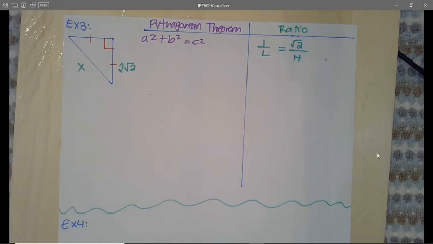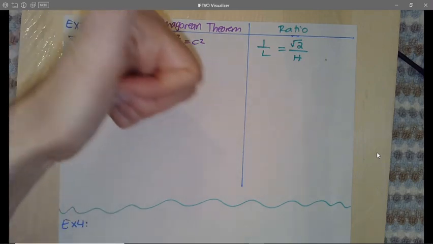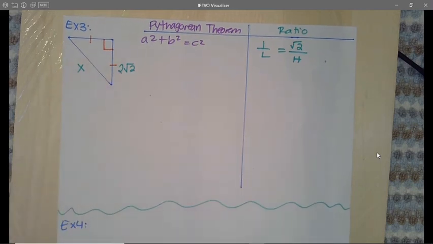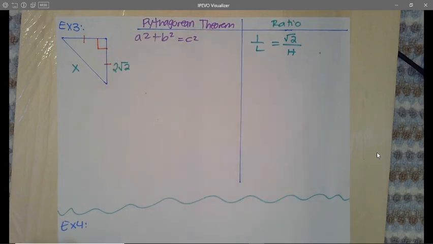Welcome back. Example 3 is going to be super duper. So let's get started. Example 3, let's solve using the Pythagorean theorem first. So we're trying to find all the missing sides on my lovely right triangle.